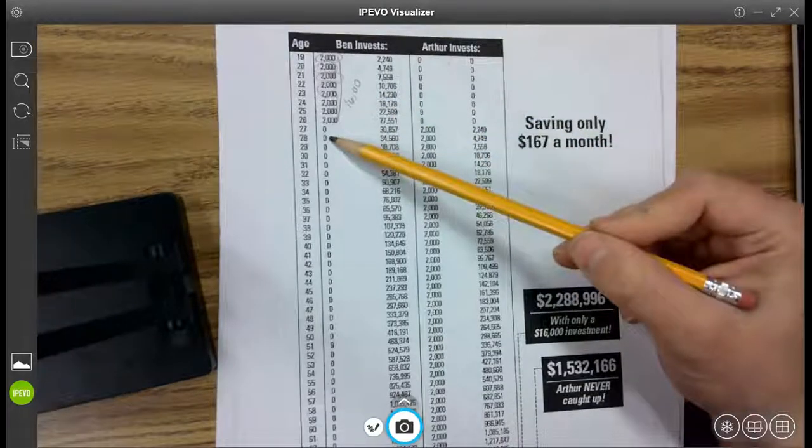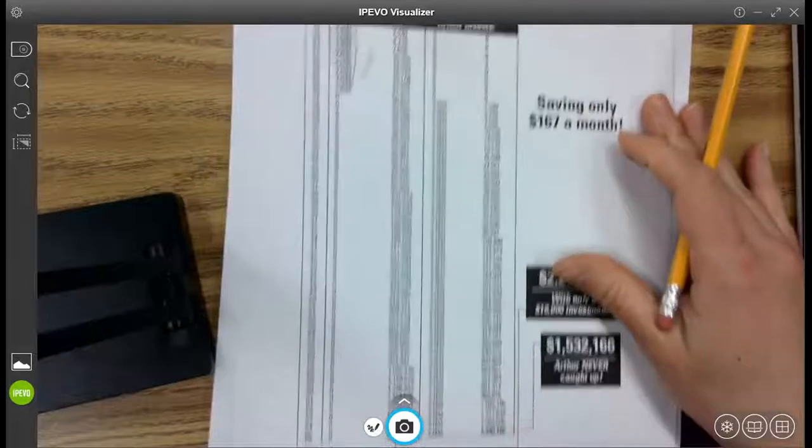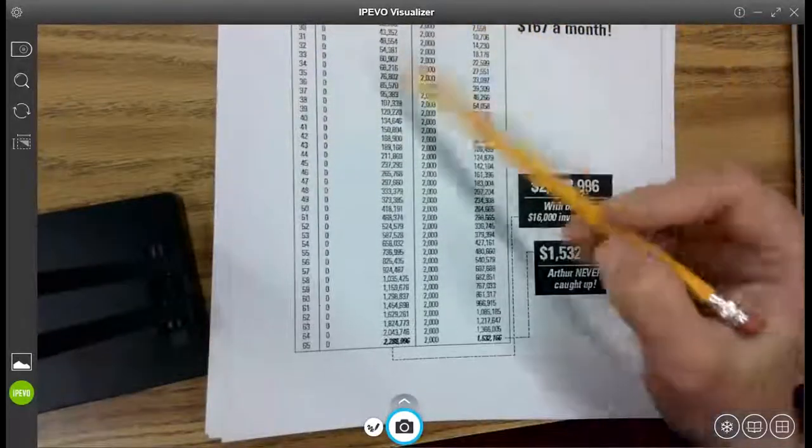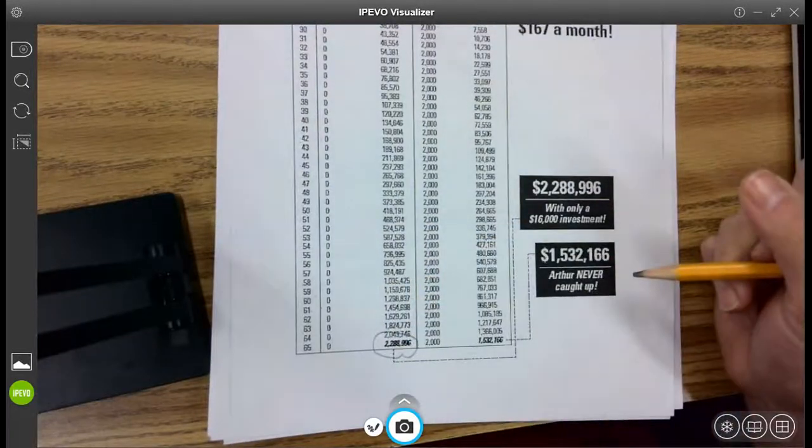When he's 27, he stopped. He just let it sit there. He didn't pull money out. He didn't say, oh, I want to go buy a house, let me pull it out of my investment. He was patient. He waited. Then when he was 65, he was a millionaire.